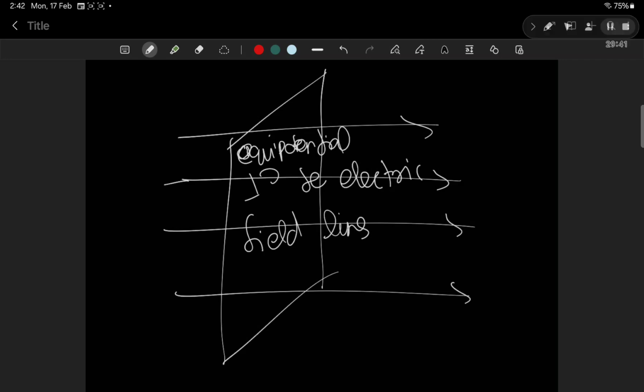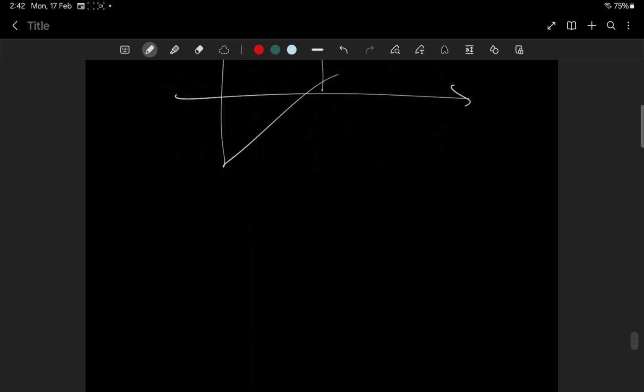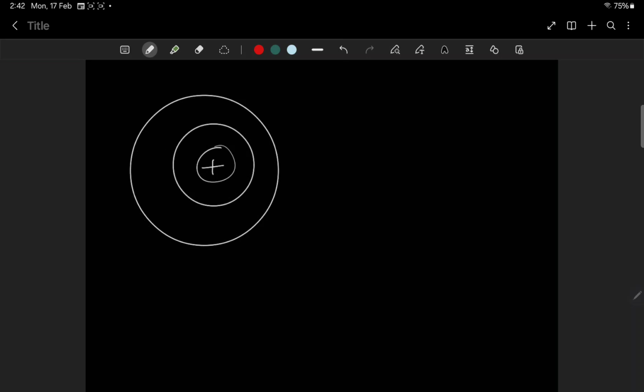That's about equipotential surfaces. Example, look, I am taking a positive charge, and I am drawing its equipotential surfaces. It will be equal radius from the charge. Yeah, this is the equipotential surface.